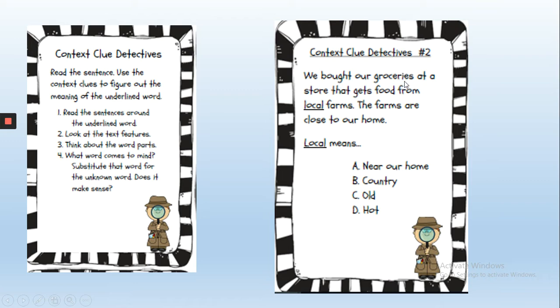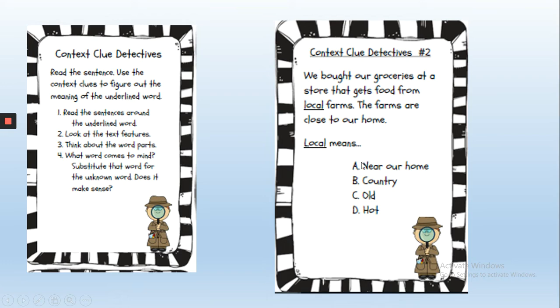We bought our groceries at a store that gets food from local farms. The farms are close to our home. So what we need to figure out is, what does local mean? The first thing I'm going to do is read the sentences around the underlined word. So I go back to the word local, and I'm going to read the second sentence and see if I can figure out what it means. The farms are close to our home. So local farms, maybe they are close to our home.